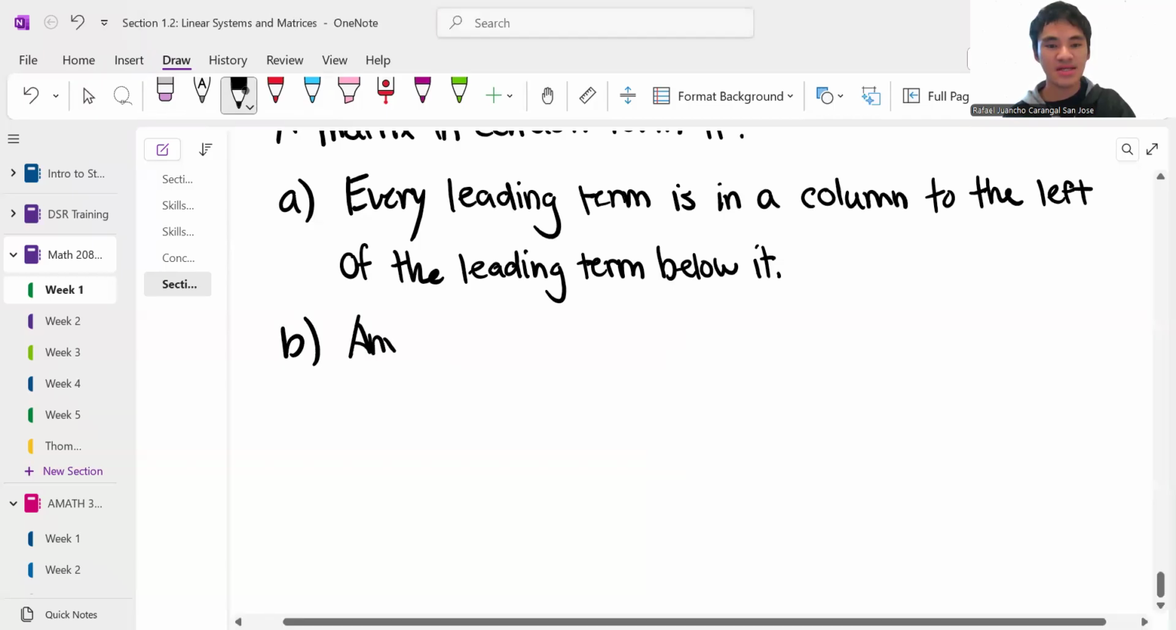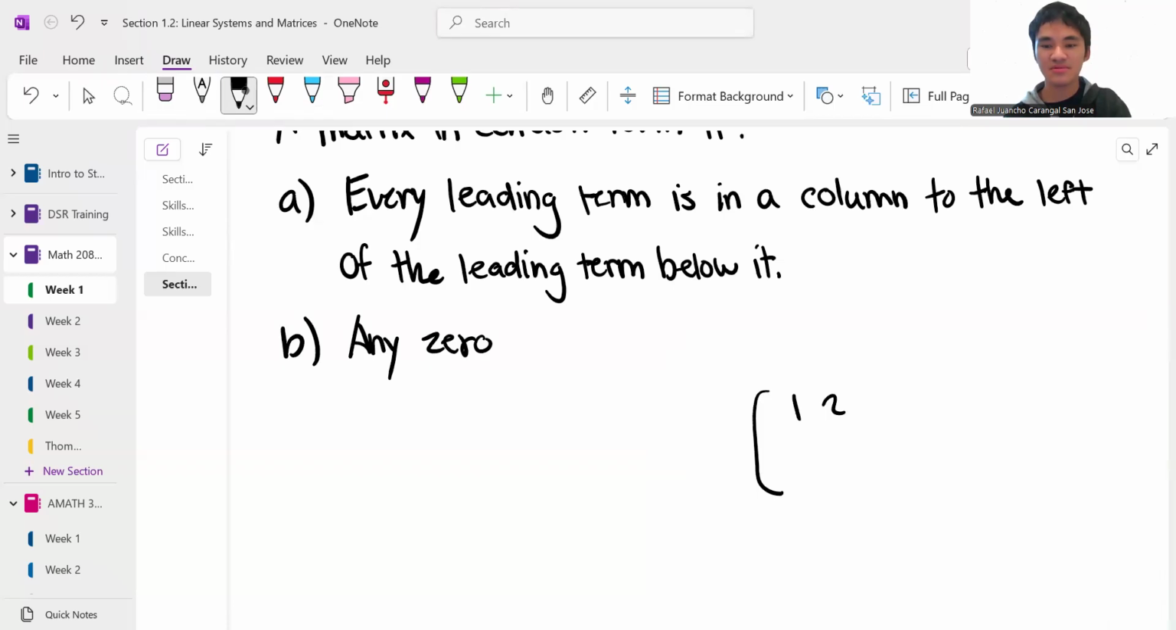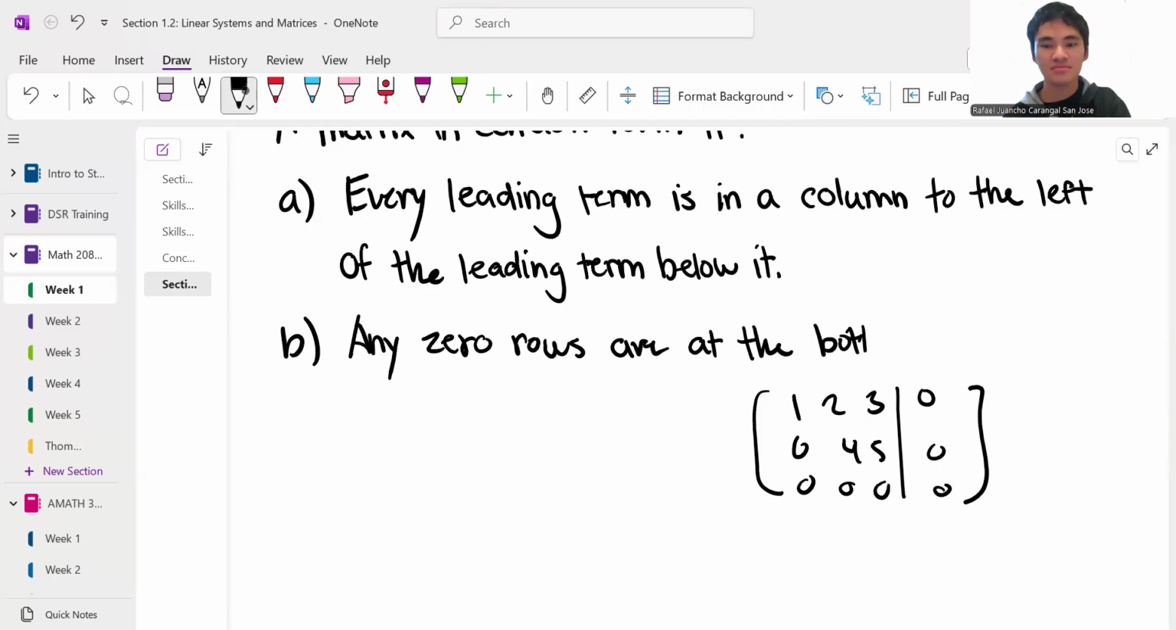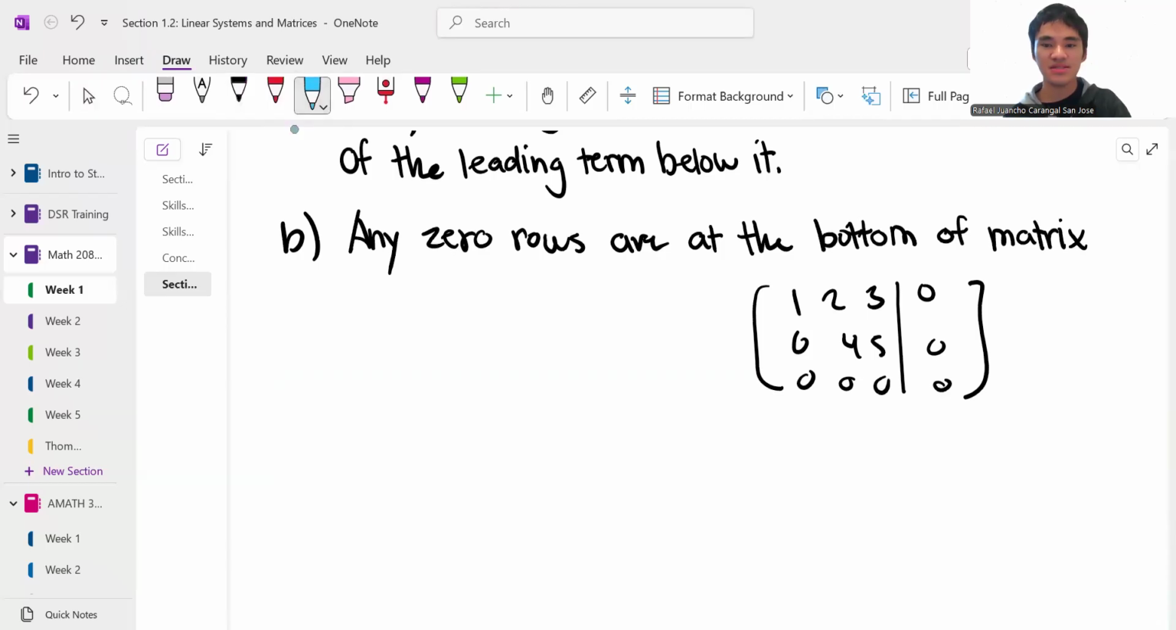Another property is that any 0 rows are at the bottom. Oh shoot, I should have put back the example: 1, 2, 3, 0, 4, 5, 0, 0, 0. Say we have the augmented matrix. This one's pretty self-explanatory. If we're given this augmented matrix, we can see row 3 is a 0 row, and it's at the bottom.